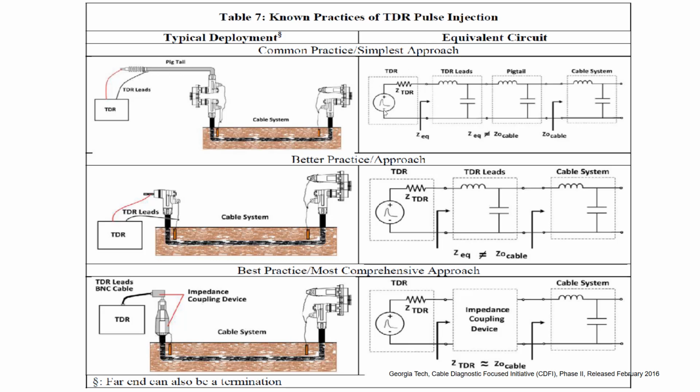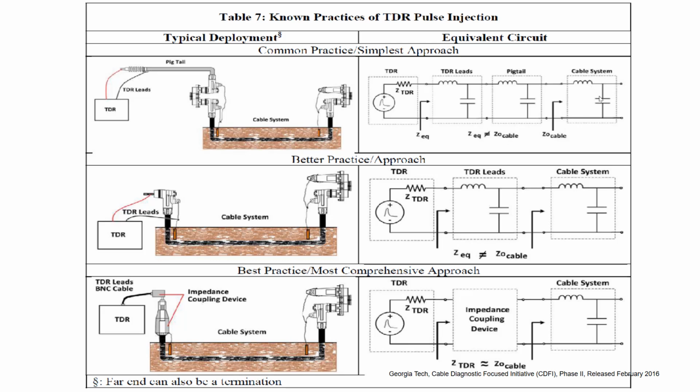So this is the TDR system, the pulse generator, which itself has its input impedance. This is ZTDR, which will be in series with the source. Then these are the TDR leads, and they also have certain impedance, and this is the pigtail cable. This also has certain impedance, and then you are entering into the cable. So in this case, the impedances are not matching. Z equivalent is not equal to Z0 cable.